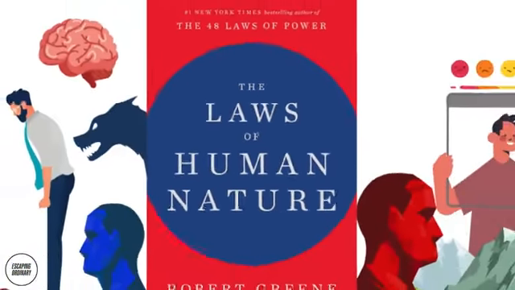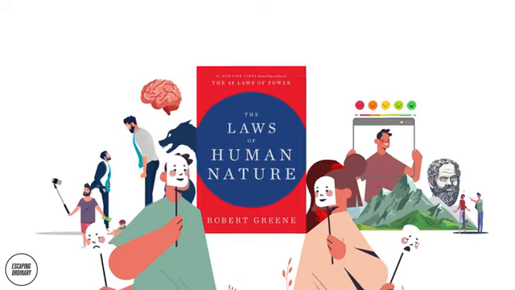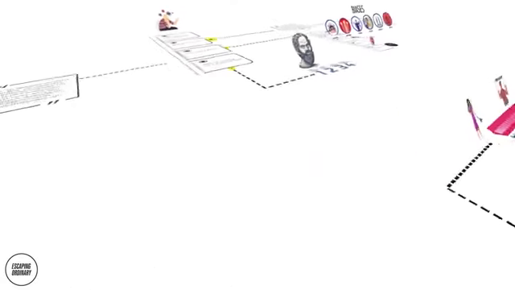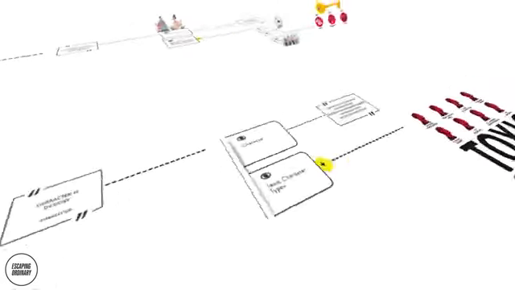The Laws of Human Nature by Robert Greene. We're going to be doing a detailed breakdown of this book, and by the end of this video, you're going to have a super clear understanding of how you can use the laws of human nature to live a better life and avoid toxic relationships.